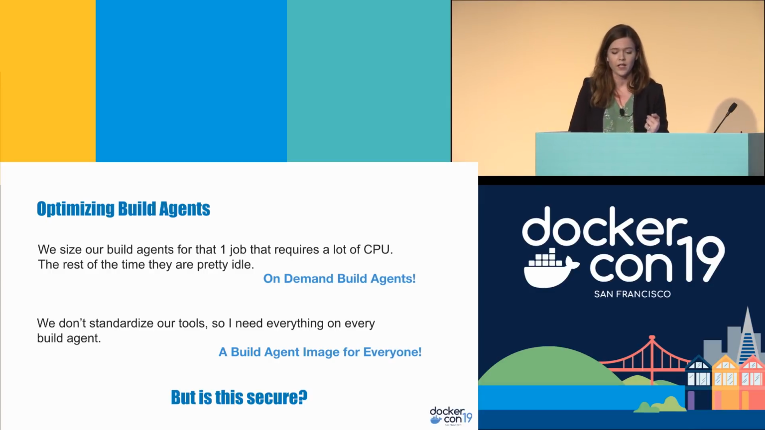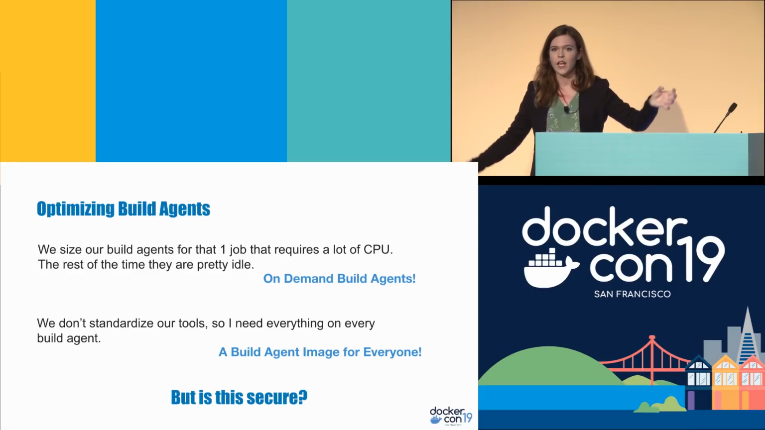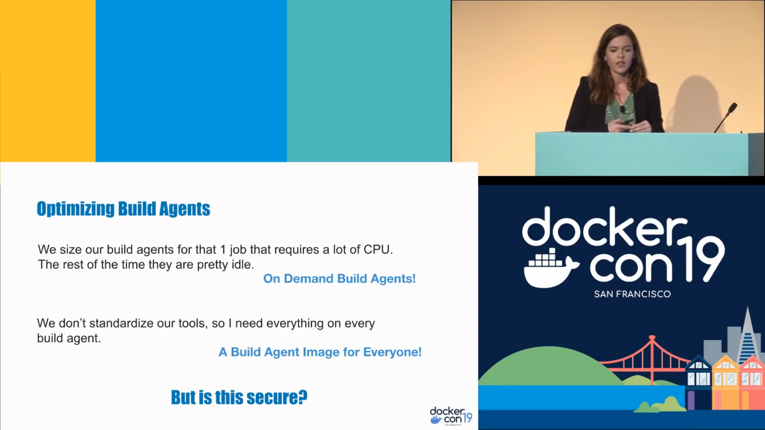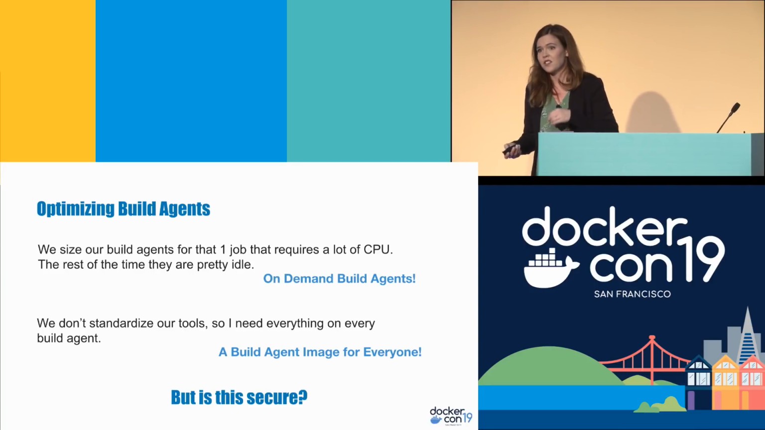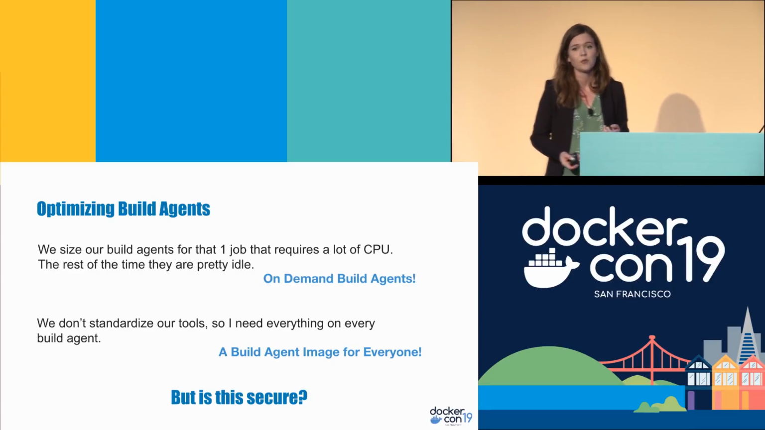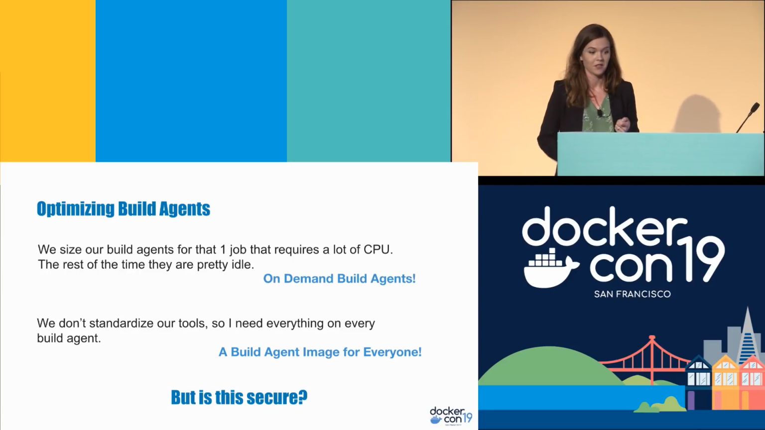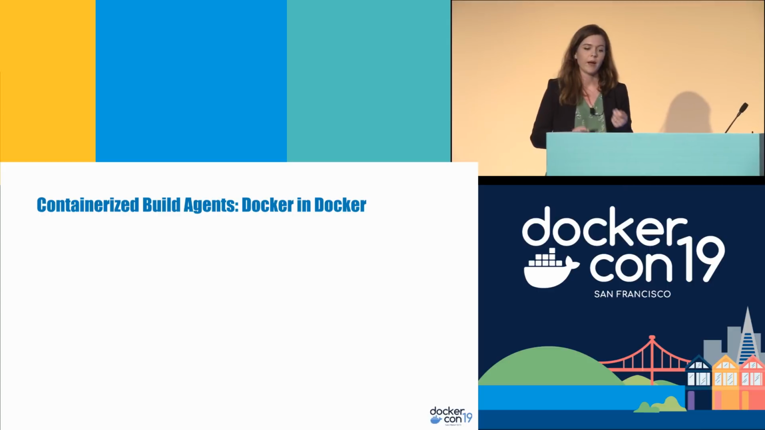Number one, on-demand build agents can help solve that problem of having an agent sitting idle. If you have them on demand, you can reduce that idle time. And for not standardizing tools, you can maybe give a build agent image for everyone. But the question that both of these things lead to is: is this secure? Because security is a huge part of your pipeline, and making sure that you're only shipping the code that you want to production. Let's talk about a couple of different styles of actually building the image in that pipeline.